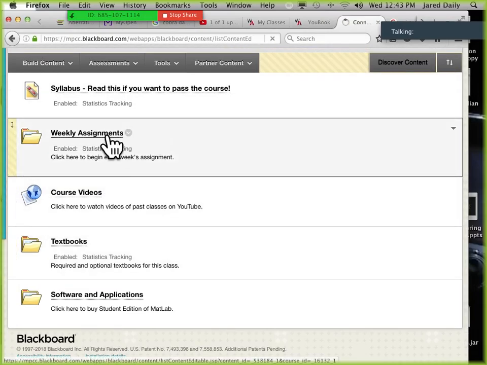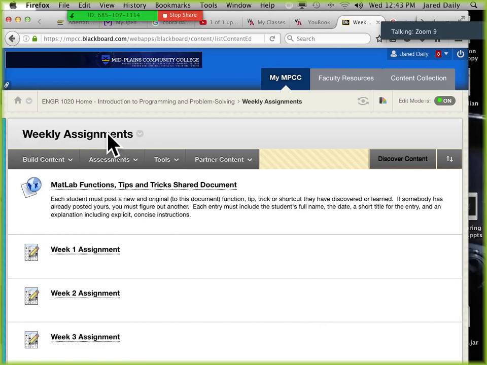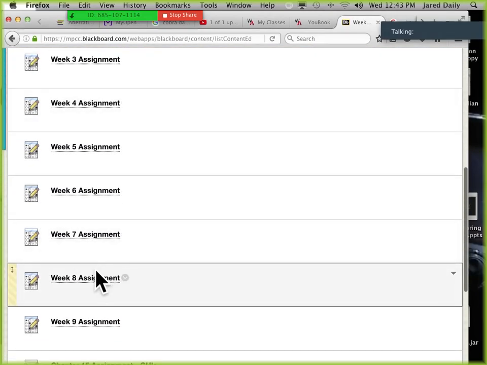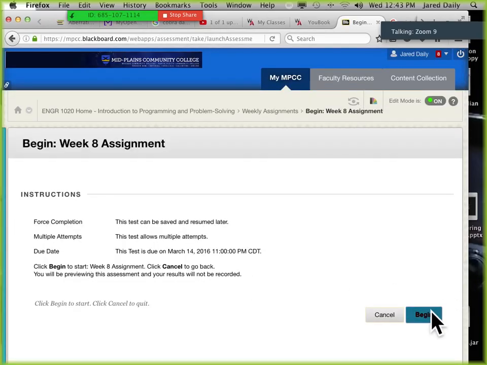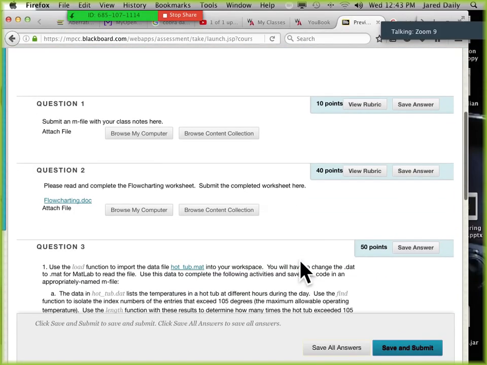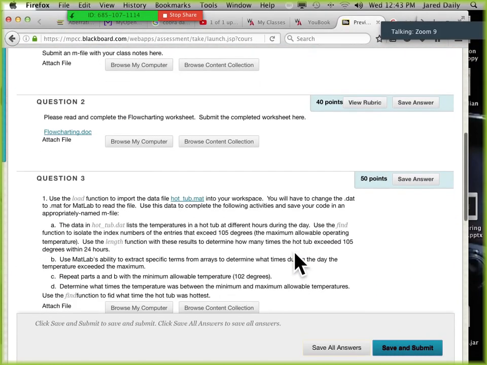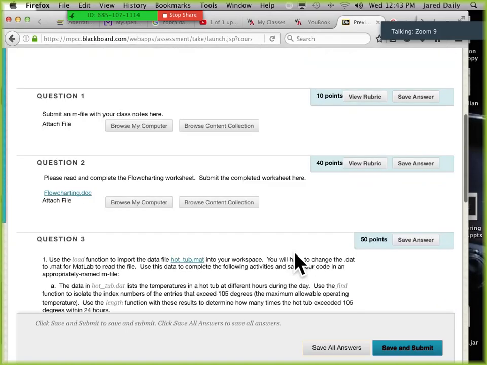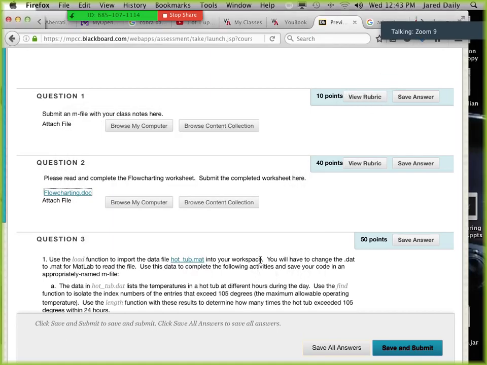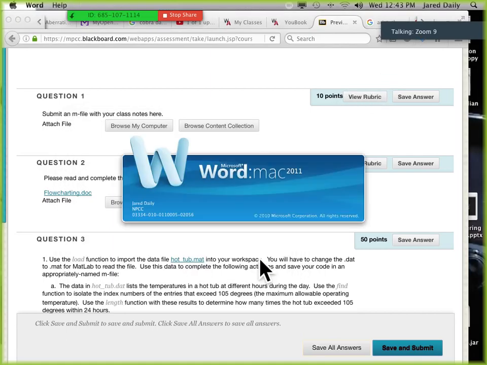Weekly assignments. This should be like week 7 or something like that. Week 8. It's called flow charting document. Exactly. So if you open up this flow charting document in here, they give you a, where did it go? Oh, here it is. Flow charting document should open up in Microsoft Word. And it's going to give you a tutorial on how to flow chart.